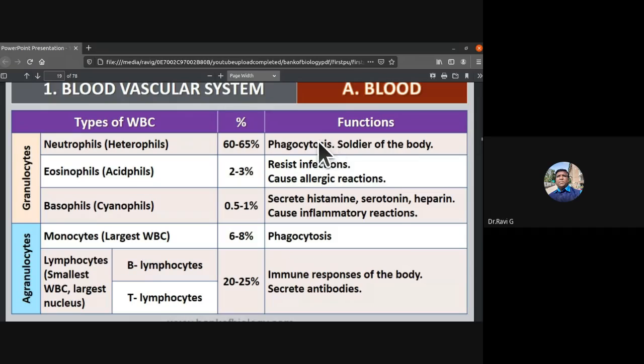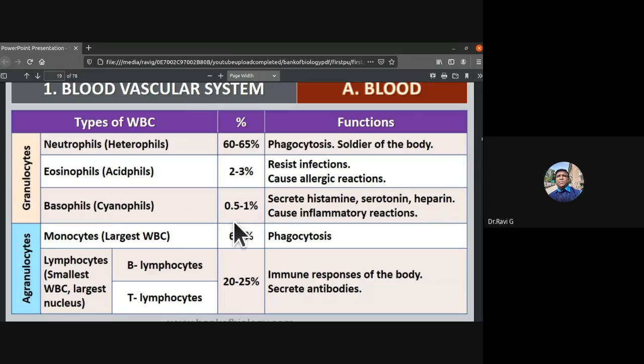Eosinophils or acidophils are 2 to 3%. They resist infections and they cause allergic reactions.